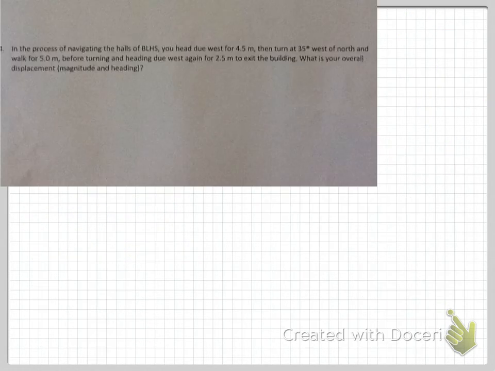Hold on. Last problem. In the process of navigating the halls of BLHS, you head due west for 4.5 meters, then turn 35 degrees west of north and walk for 5 meters, before turning and heading due west again for 2.5 meters to exit the building. What's your overall displacement, magnitude, and heading?